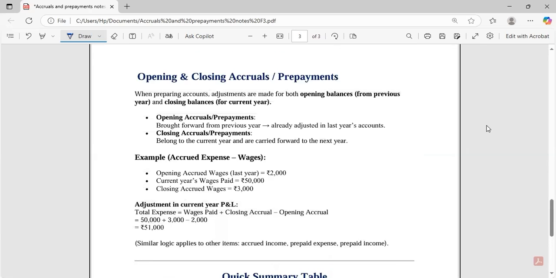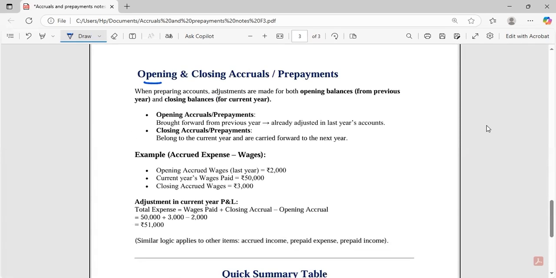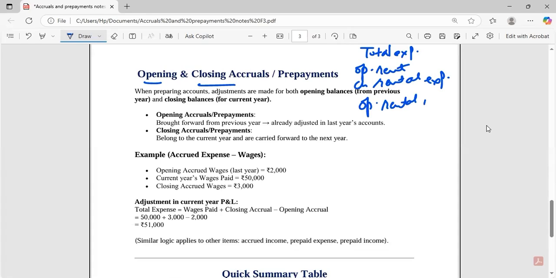Now, a very important topic which we have to cover is opening and closing accruals. If you check your exam kit, you will find that in the question, you are given the total expenses, and then they'll give you something like opening rent, closing rental expenses, or they might give you opening rental income, closing rental income. So we have to learn how to adjust it.